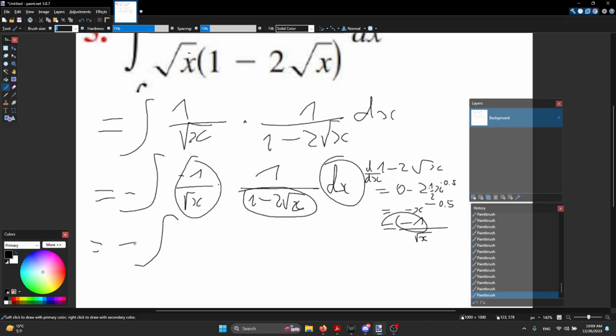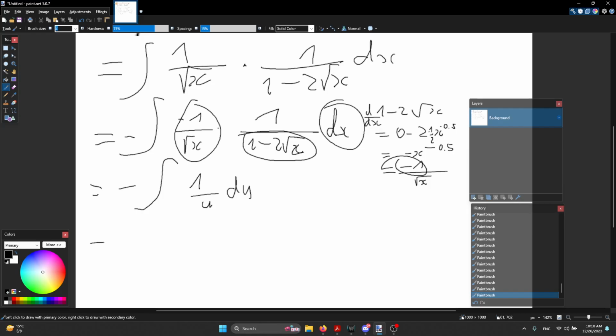So we have negative integral of 1 over u du. So we have negative natural log of the absolute value of u plus c, don't forget the plus c, which equals negative natural log of, what is u again? Use this thing. So negative natural log of the absolute value of 1 minus 2 square root of x, plus c. Simple.